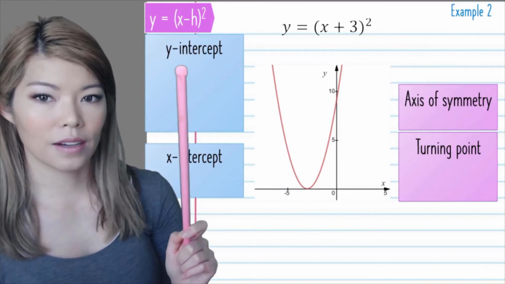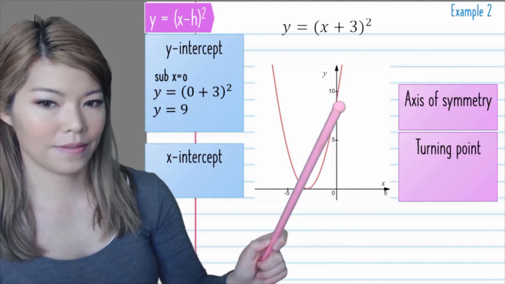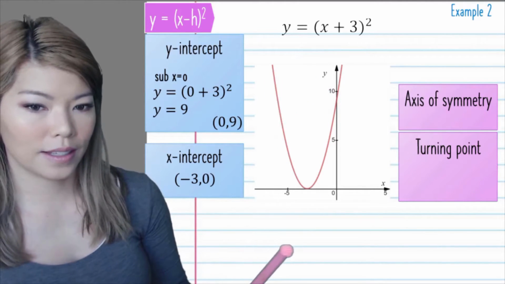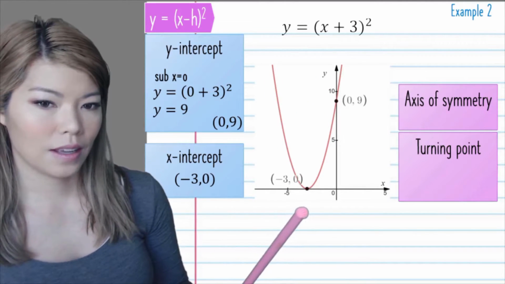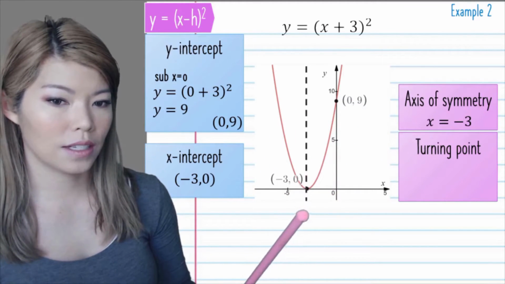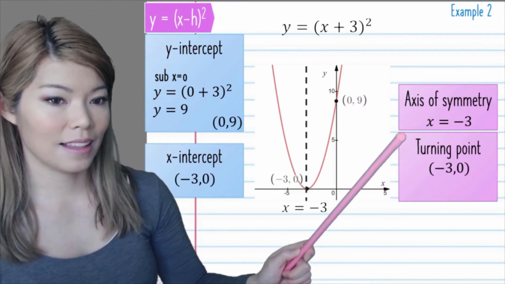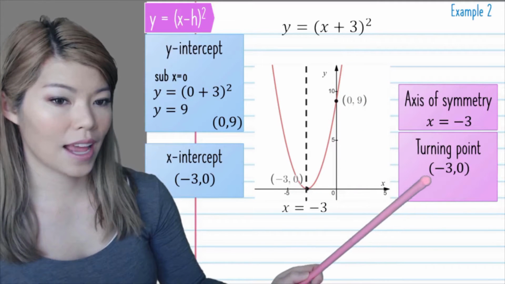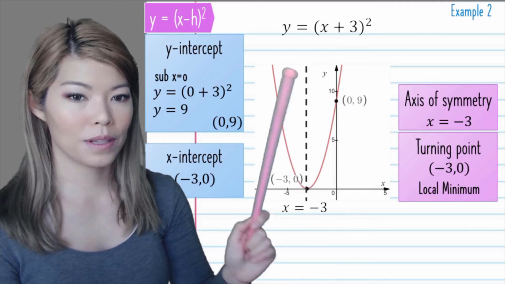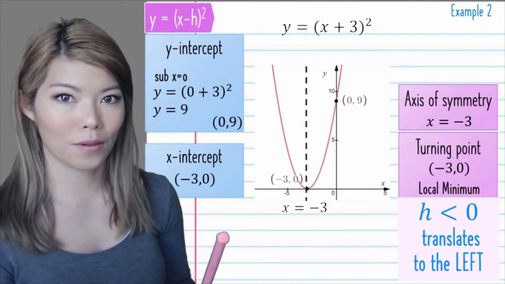So double check our y-intercept. When x is 0, we have 9 up there. The x-intercept, we can work that out. When y equals 0, it's negative 3. So the graph has been moved to the left by 3, and so the axis of symmetry is also negative 3. And the turning point, again, the x value is also whatever the h is, so negative 3. We describe this graph again as having been translated to the left by 3.